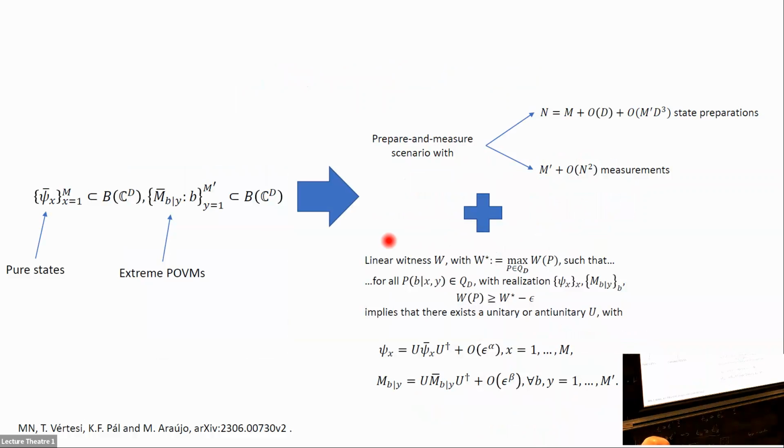Okay, so this is what this paper shows. If you give me any number of pure states and any number of extremal POVMs, then I can give you some prepare-and-measure scenario with more or less the same amount of preparations, more or less the same amount of measurements, and a linear witness with this property.